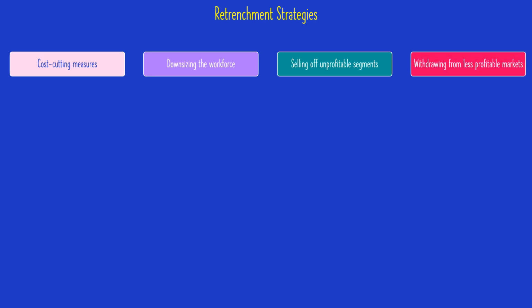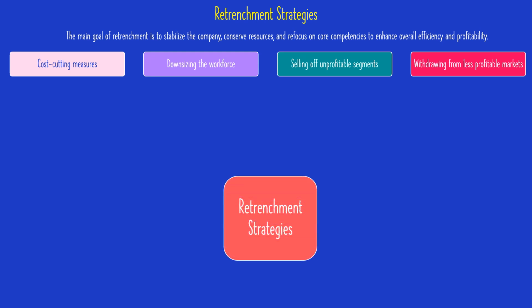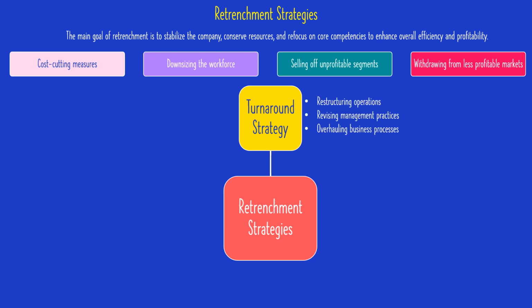The main goal of retrenchment is to stabilize the company, conserve resources, and refocus on core competencies to enhance overall efficiency and profitability. There are several types of retrenchment strategies, each tailored to specific circumstances. First, the turnaround strategy. This is implemented when a company is experiencing declining performance but believes it can recover by making significant changes. This may involve restructuring operations, revising management practices, or overhauling business processes.